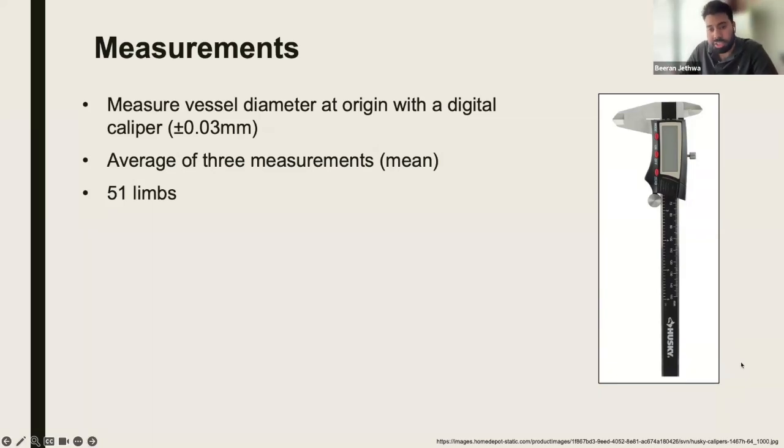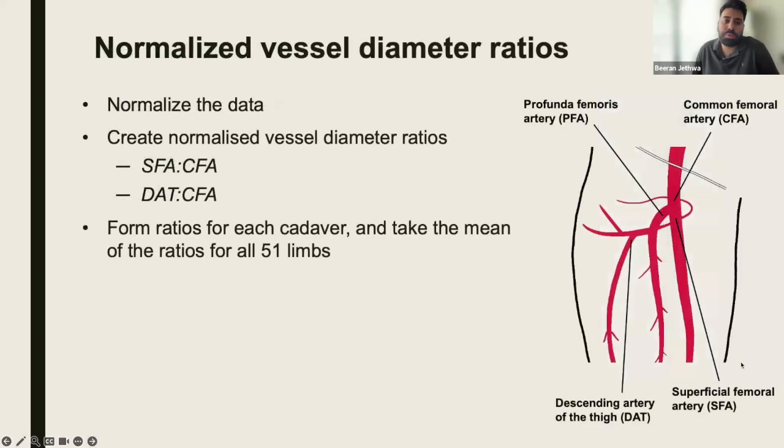You can imagine a larger individual would have larger, wider vessels than a small individual. And obviously there will be differences between male and female sexes too. So this is how we normalize the data. We created these vessel diameter ratios. So stick with me here. Imagine you're comparing the diameter of the superficial femoral artery to the common femoral artery to see how wide it is in comparison. Same with the descending artery. That way we can normalize, because you'd expect in an individual with larger vessels, everything's larger, and in people with smaller vessels, everything's smaller. So we normalize it to each other in its own cadaver, in its own limb. That way we could have a more accurate ratio to describe how big the arteries are in that individual. Then we formed a ratio for each cadaver and took the mean of the ratios, because we did the measurements 3 times, for all 51 limbs.